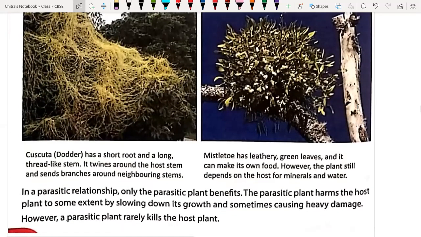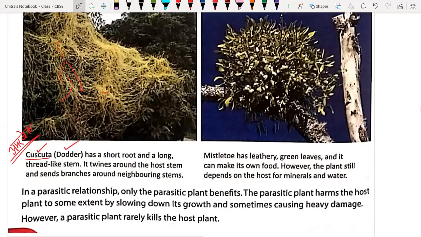Yes. Okay. So here you can see the hair-like structure, yellowish in color, on the green plant, which is called cuscuta. This is the cuscuta. In Hindi, it is called amarbel. And in English, it is called cuscuta or dodder.